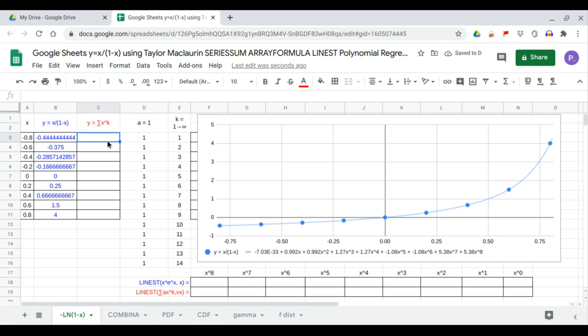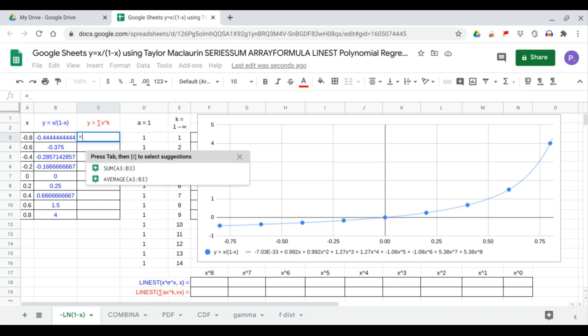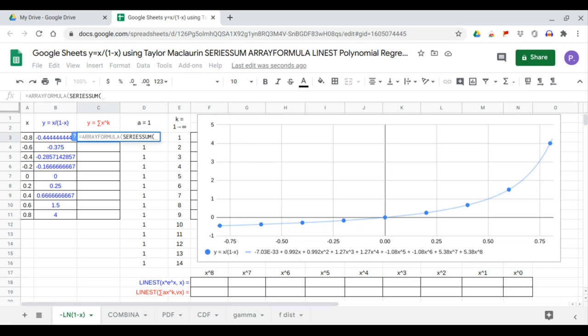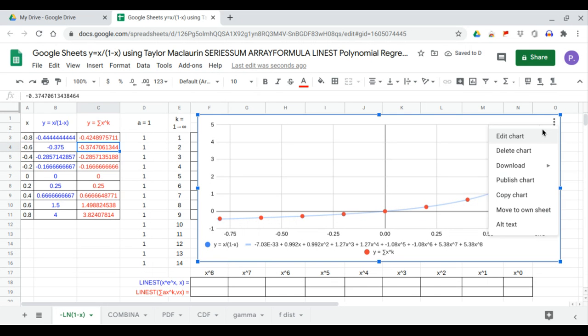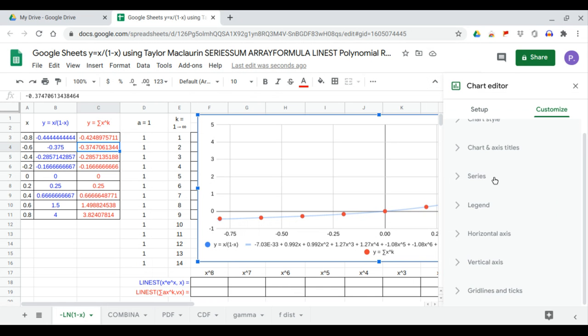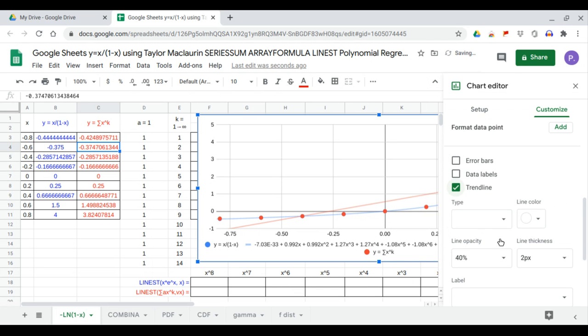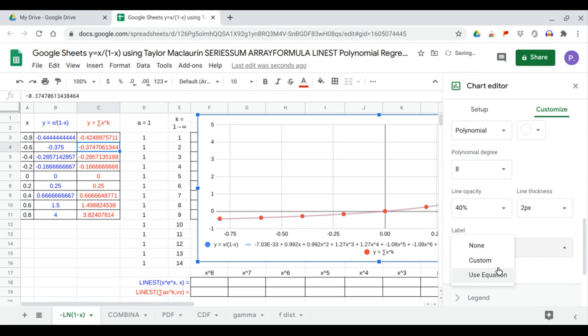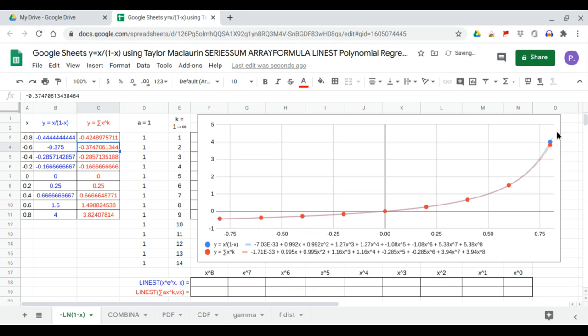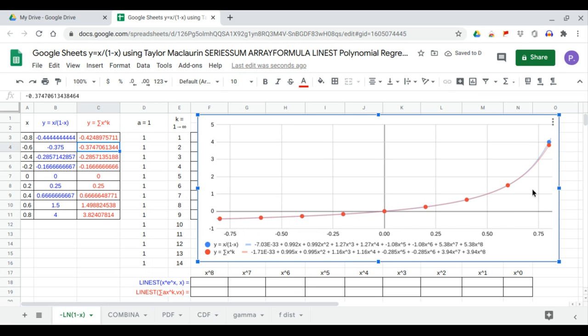Now we can enter the Taylor-Maclaurin series sum expansion. So array formula series sum of the x values raised to the power starting from 0 or 1, incremented by 1, and the coefficient will be this range. And we show the trendline polynomial to the 8th degree. So here we have the trendline polynomial.